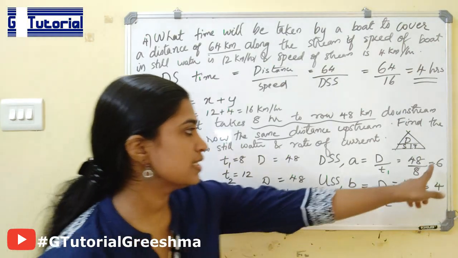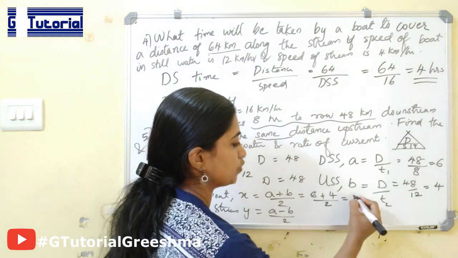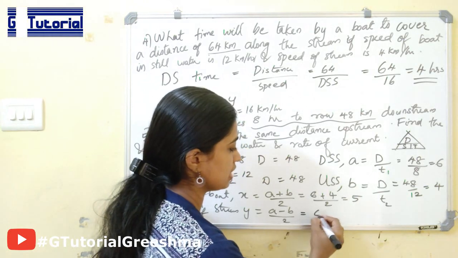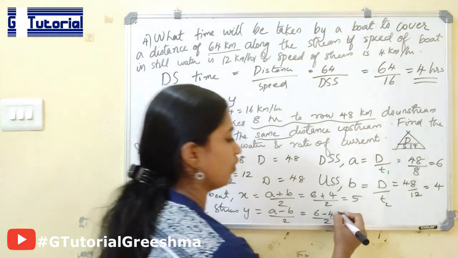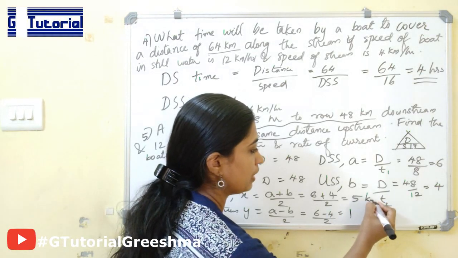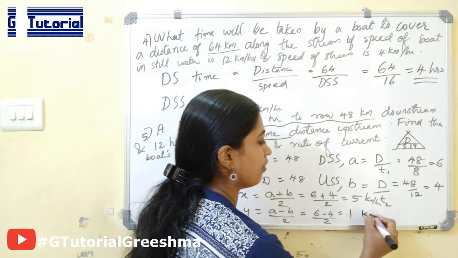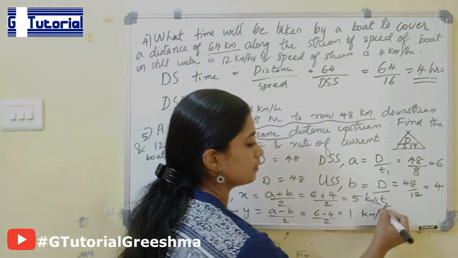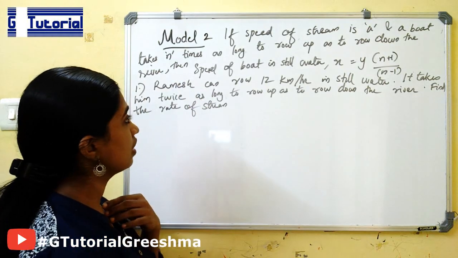So A is 6, B is 4, 6 plus 4, 10 by 2, which is 5. And this is 6 minus 4 by 2. 6 minus 4 is 2, 2 by 2 is 1. So 5 km per hour is the speed of boat and 1 km per hour is the speed of stream. Now we can move on to the next model, that is the second model.